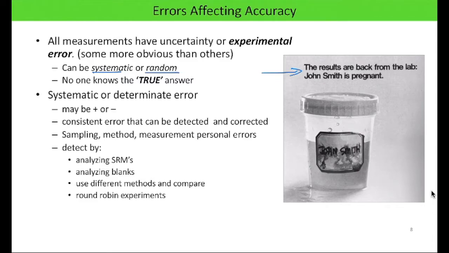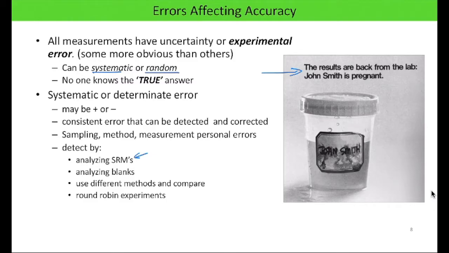So we can find these errors, we can correct them, and they can be detected by analyzing what are called standard reference materials. These are materials that are developed by governments and other agencies that have known concentrations of analytes that you might be looking for in similar matrices. So for example, if you're looking for copper in a lake water sample, there's a standard reference material that has several different types of metals in water, which represents or mimics what a river water sample would be. Analyzing blanks is another way to find systematic errors.